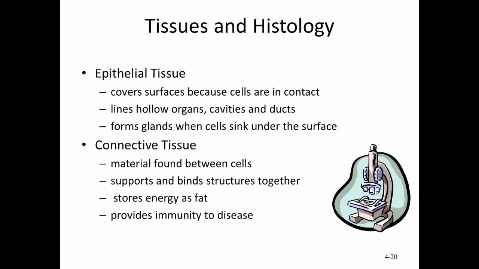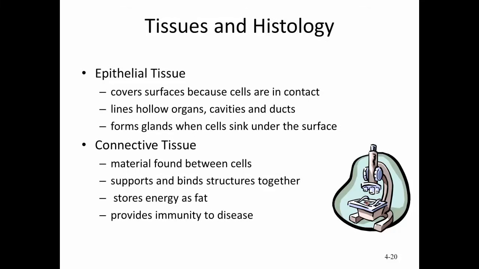Epithelial tissue covers surfaces because the cells are in contact with each other, so they make a nice covering. Okay? Think about your skin. What we see of the skin is going to be epithelial tissue. Skin is also made of connective tissue, and we'll talk about that in just a second. But back to epithelial, it's going to cover the surface pretty well. The cells are in contact with each other.